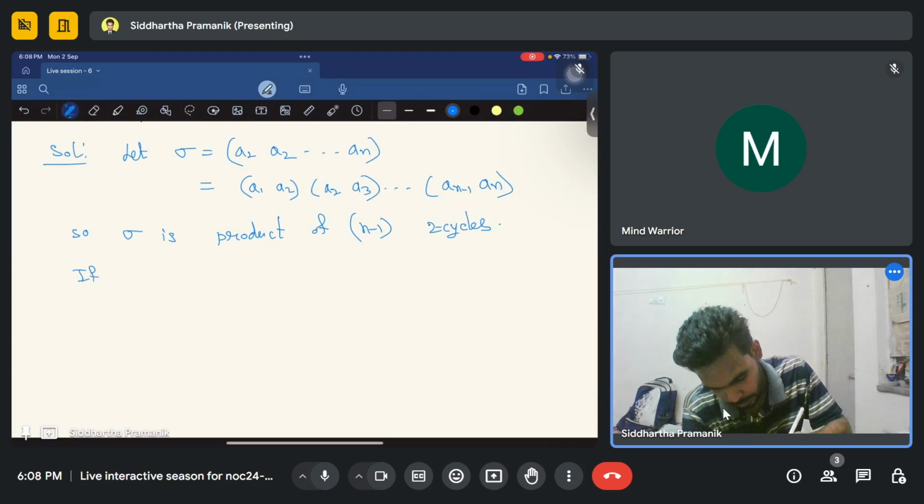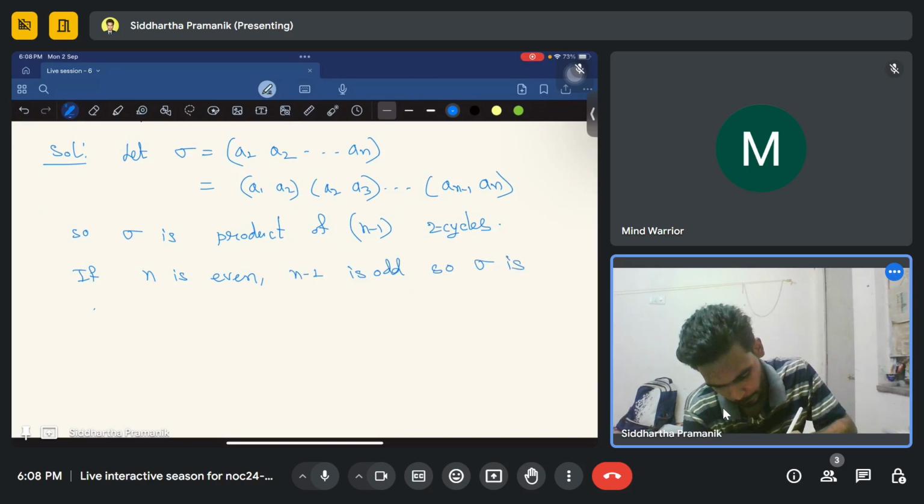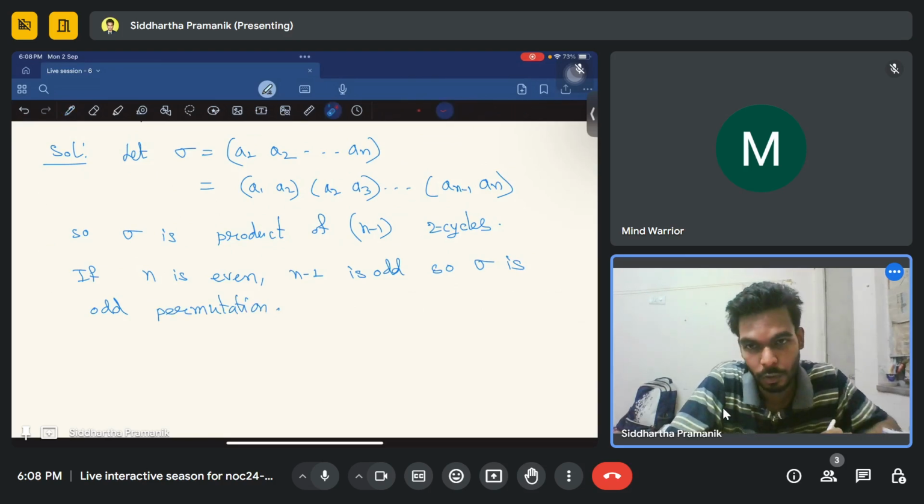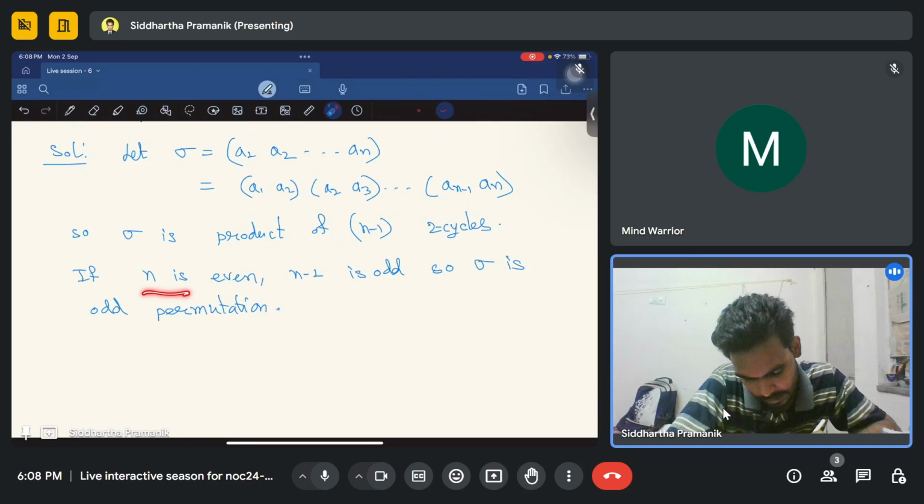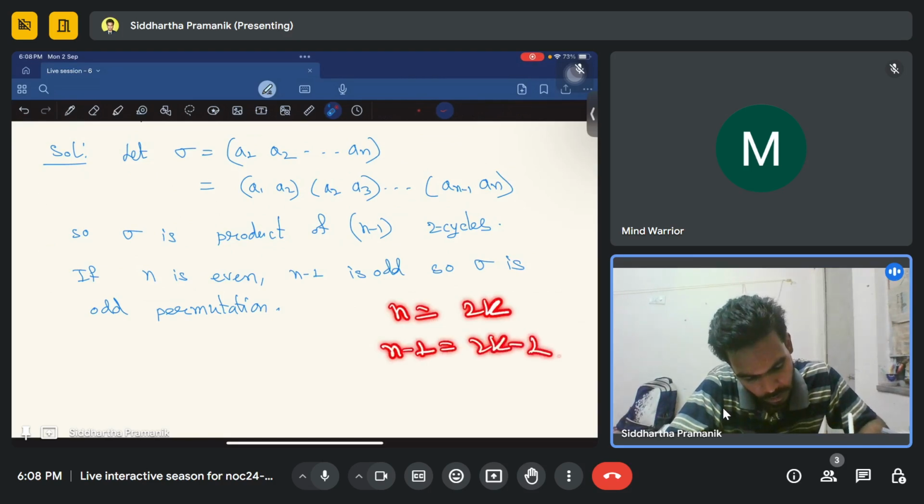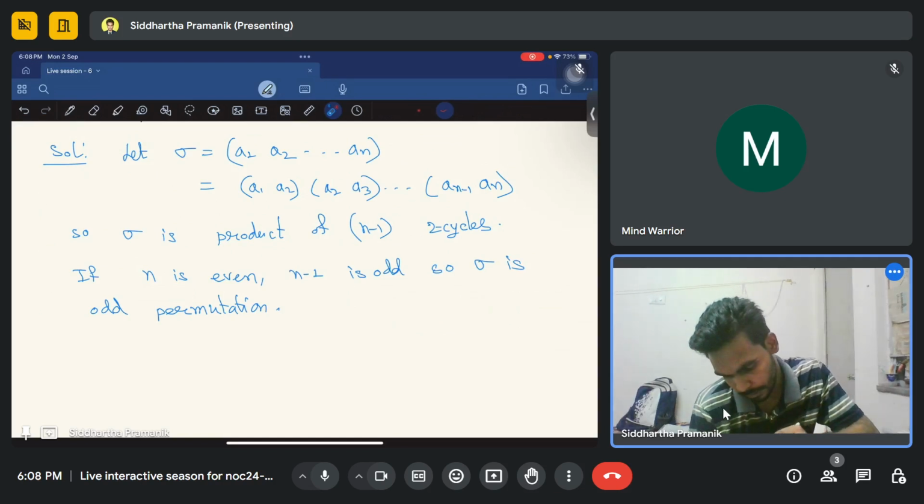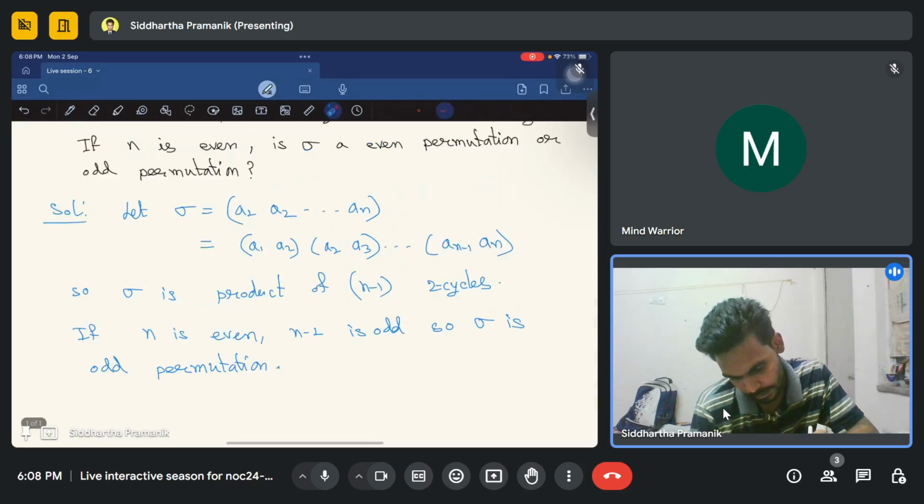So if n is even, n minus 1 is odd, so sigma is an odd permutation. n is even means n is equal to 2k, so n minus 1 is 2k minus 1, which is odd. So sigma is an odd permutation. This is the answer to this question.